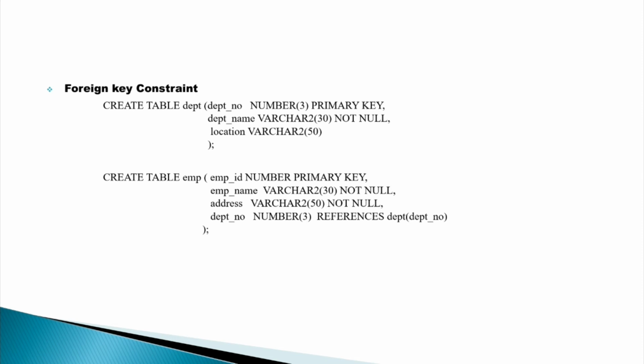So you can only insert those departments which are in the department table. Like if we have departments 30, 40, 50 in the department table, then you can insert only these departments in the employee table. If you insert department number 100 in the employee table, then it will not allow you to insert that record. First you insert department 100 in the department table, then you can insert that department in the employee table.